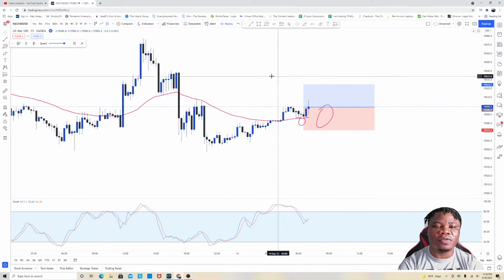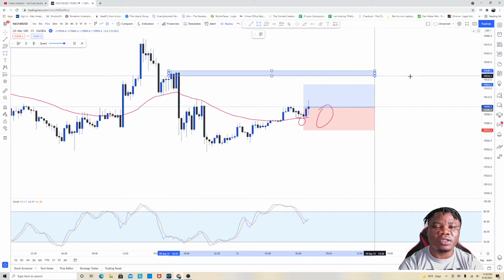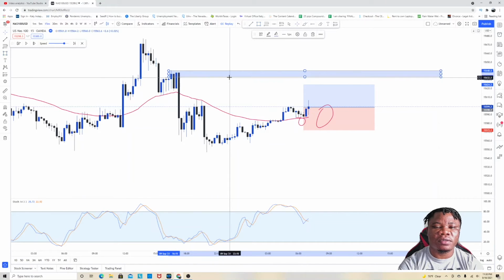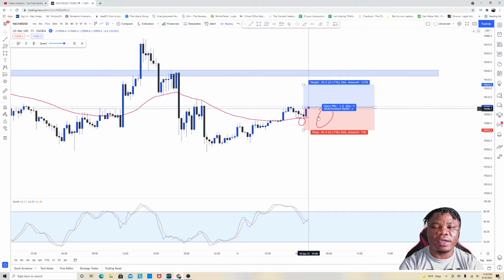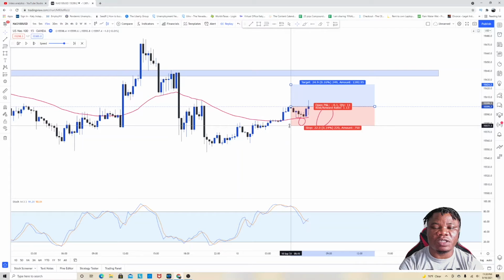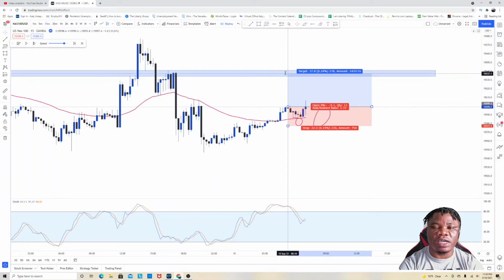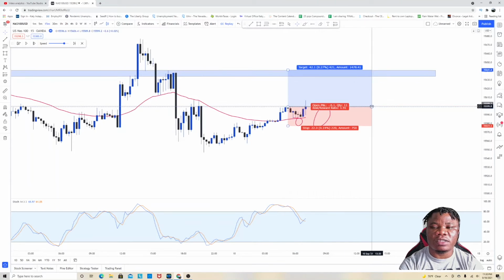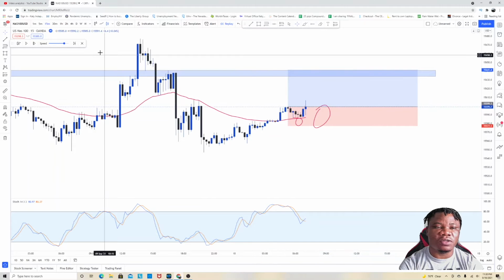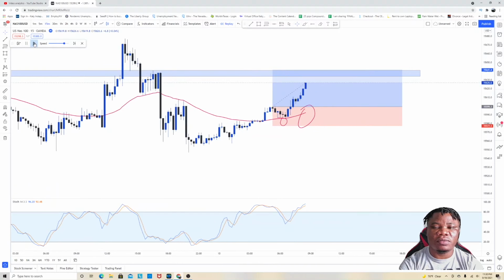Now for my take profit, I can target this zone here. I'll target that zone right over there, and I'll just have my stop loss right below the 50 EMA here. It's here for about 220 pips, and my take profit target is going to be for 420 pips. So my take profit is for 420, and let's take a look and see how this trade actually played out.